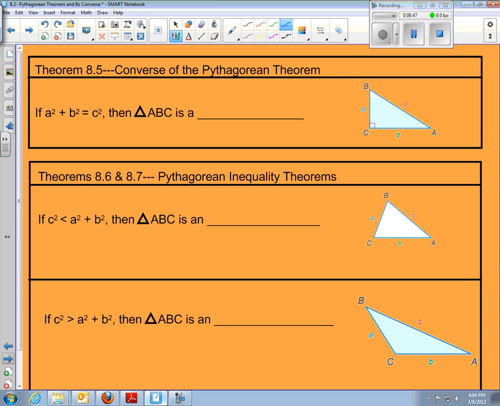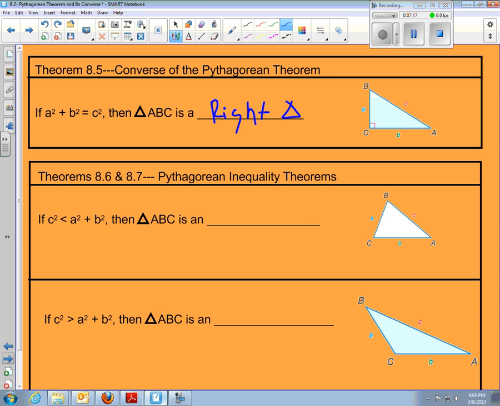All right, let's go to the back side of our notes and check this out. Here's where we're going to start with the converse of the Pythagorean theorem. Remember back at the beginning, Pythagorean theorem said that we know it's a right triangle, so we know those sides squared equals the hypotenuse squared. Here, the converse is going to go the other way. We know that the side squared equals the hypotenuse squared, so that's going to give us a right triangle.